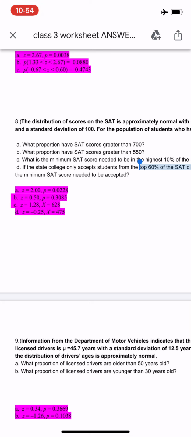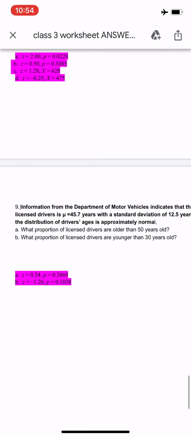And what I did in the previous question, I accidentally started solving this one. To find the x value, the actual score that you needed to be accepted to be in the top 60%, you do z times standard deviation. So negative 0.25 times 100 is negative 25, plus the mu, which is 500. So negative 25 plus 500 equals 475. Okay.